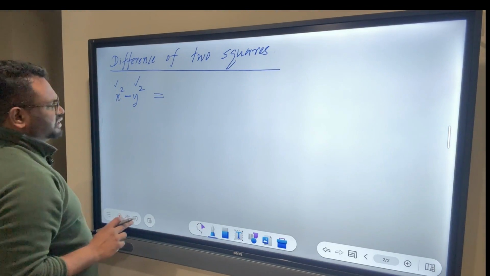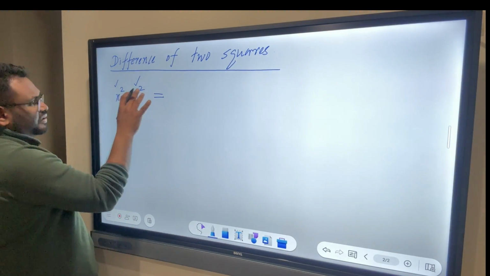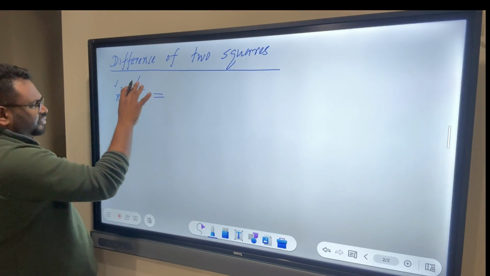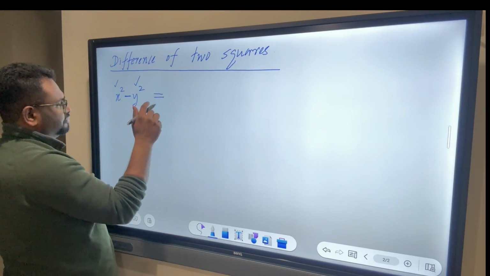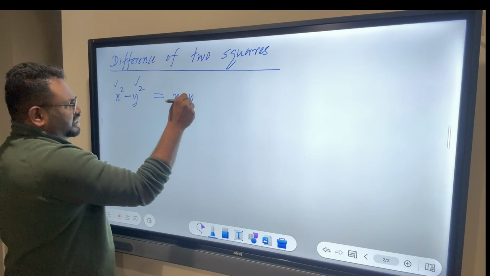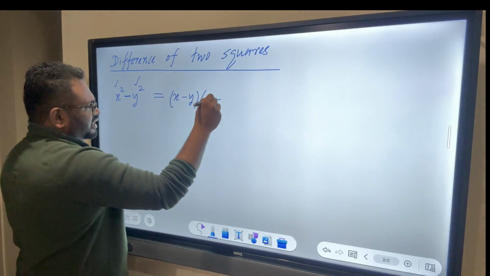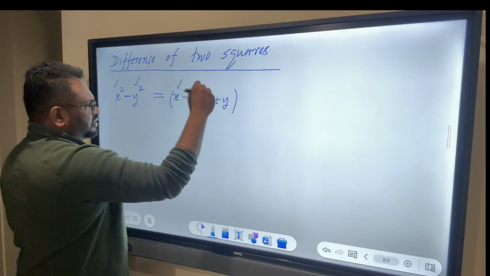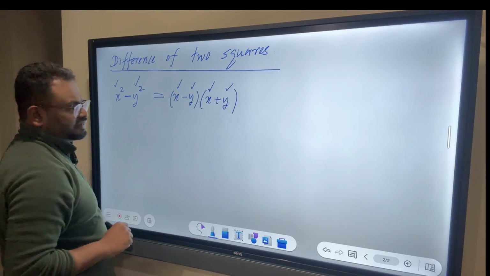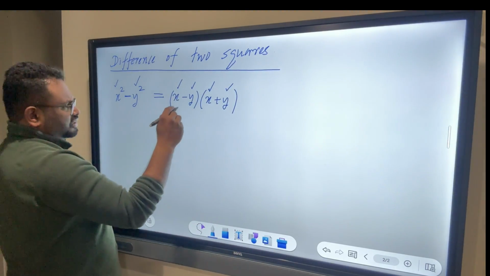When you have such an expression, you can factorize it. Factorize means you can make this simpler. So that would be (x minus y)(x plus y). You can see the same terms are coming, but plus and minus are used alternately. So this is the theory.